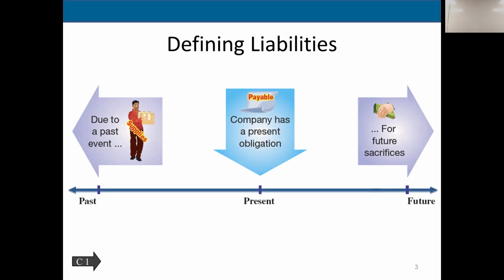Somebody describe what you're seeing right now. Probable future payment of assets or services that a company is presently obligated to make as a result of past transactions or events, such as a past transaction or event, a present obligation, or a future payment of assets or services.